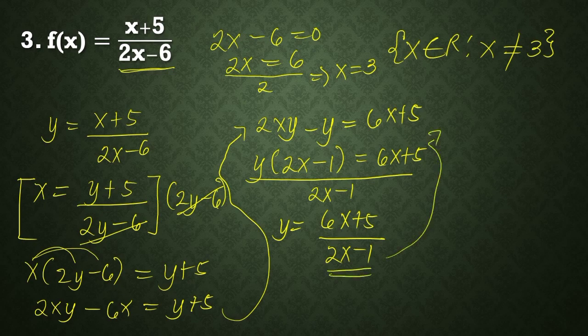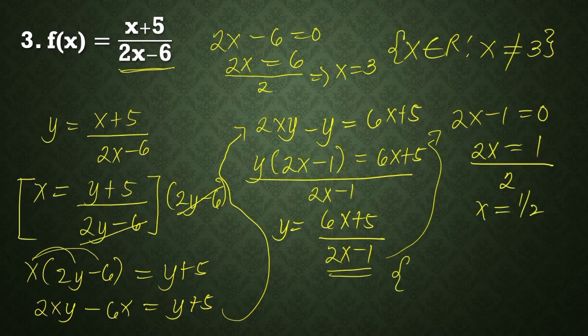Now, yung 2x minus 1, equate natin sa 0. So, ganito siya. 2x minus 1 is equal to 0. And then we add 1 to both sides. Magiging 2x equals 1. And then we divide the whole equation by 2. So, x equals 1/2. So, what will be our domain? So, yung domain natin, y is an element of R wherein y should not be equal to 1/2.